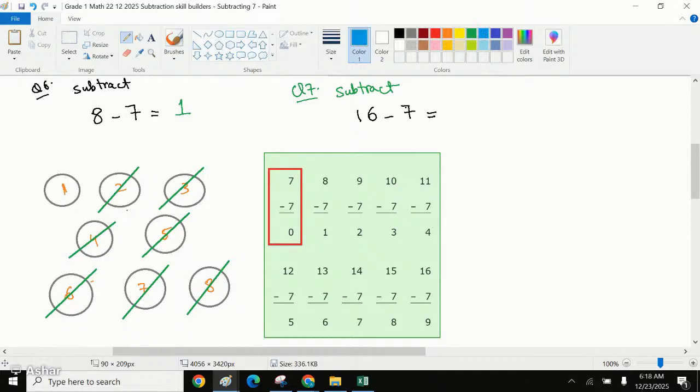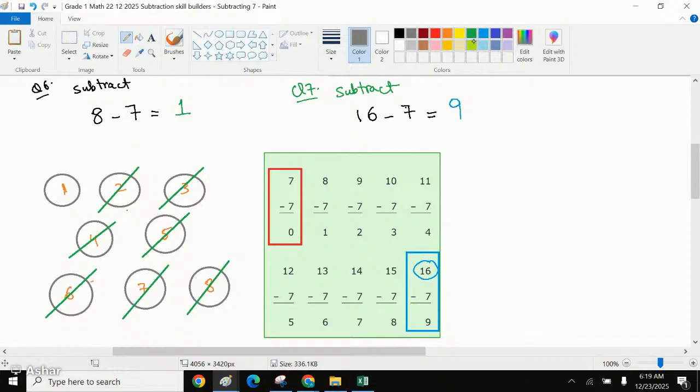Let's look for 16. Can we see 16 over here, right? So from 16, if we subtract 7, we remove 7, how much are we left with? We are left with 9, right? So by remembering these values also, we can solve it, or we can write the numbers. You cannot draw shapes every time, but if we ever need to subtract any numbers, like 16 minus 7, can we write the numbers?